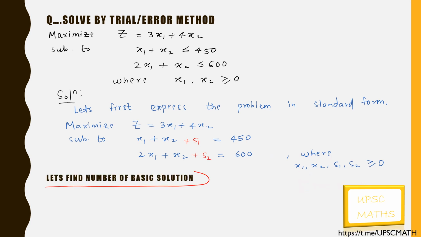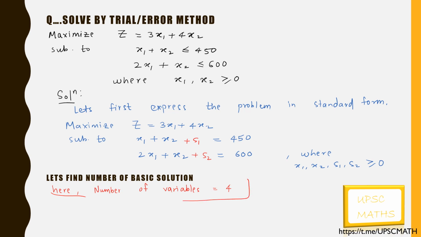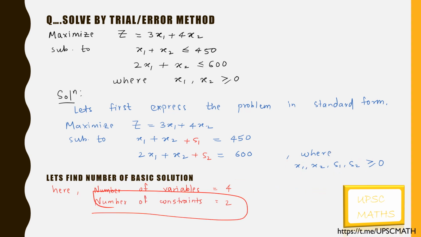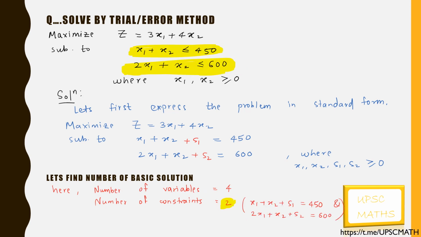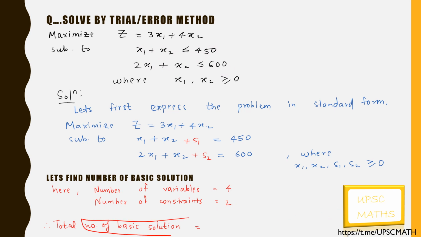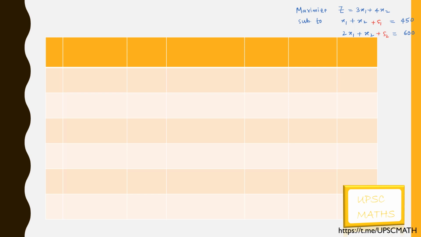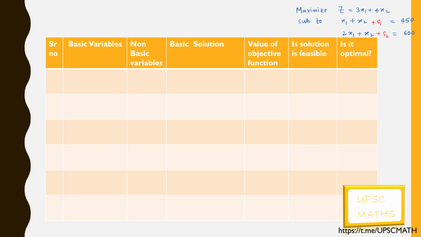Now we have to find the number of basic solution. For that we have number of variables four, x1, x2, s1 and s2. Number of constraints 2, x1 plus x2 less than equal to 450 and 2x1 plus x2 less than equal to 600. Hence, number of basic solution is given by 4c2, which is 6. Now we have to formulate a table like this.